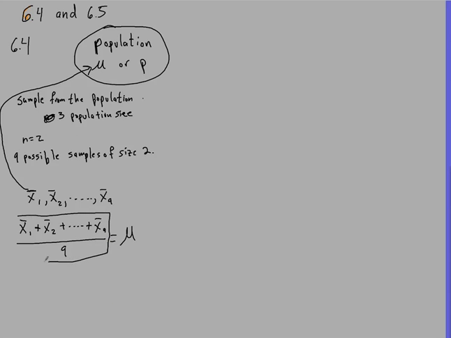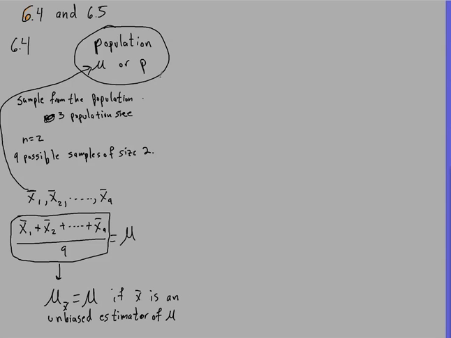So the average of all X bars is equal to the average of the population. The average of all possible samples that you could take from a population is equal to mu if X bar is an unbiased estimator. That's what we say.